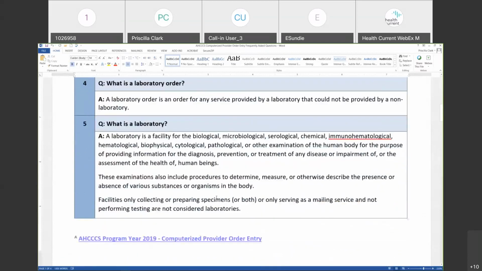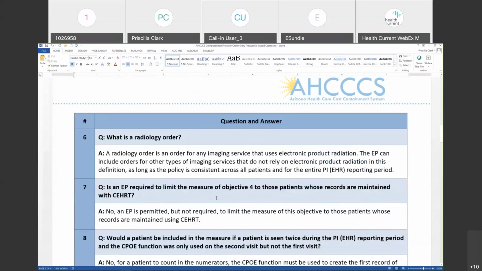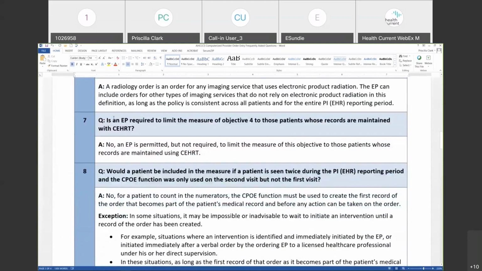Okay, we're going to skip the first few questions because it's going over the definitions that were covered during the presentation. So question 7, is an EP required to limit the measure of Objective 4 to those patients whose records are maintained with CERT? The answer is no. An EP is permitted but not required to limit the measure of this objective to those patients whose records are maintained using CERT.